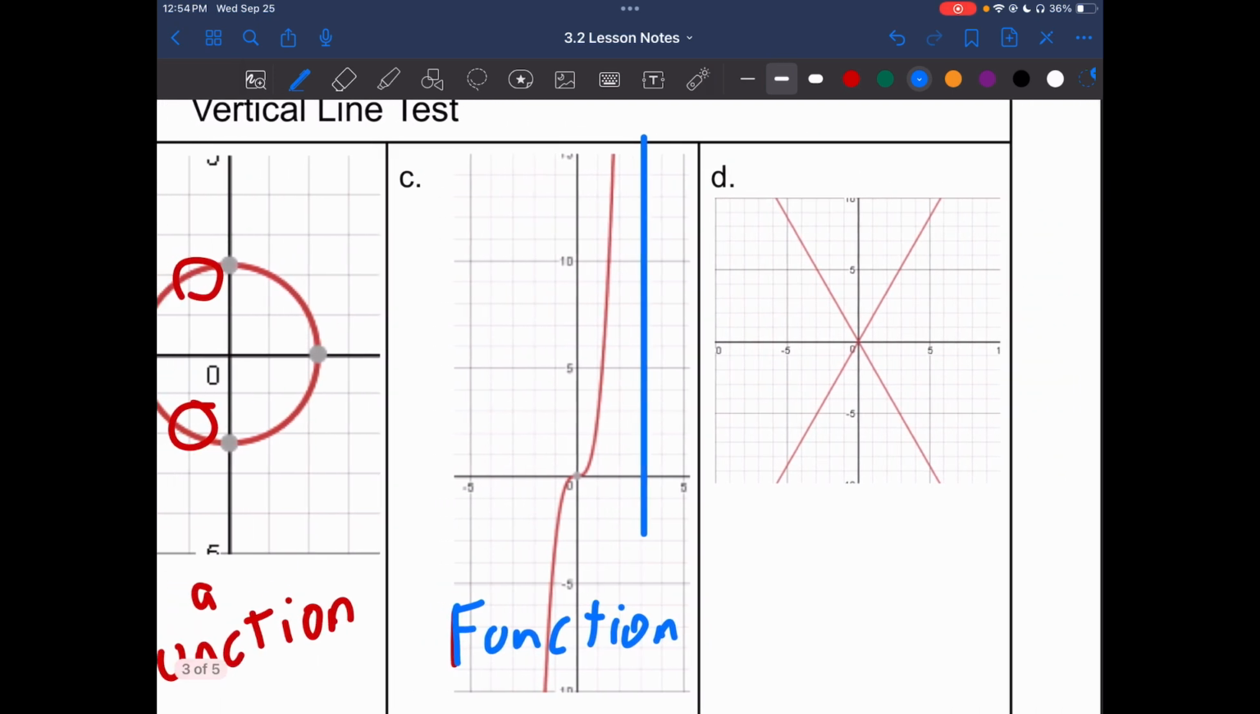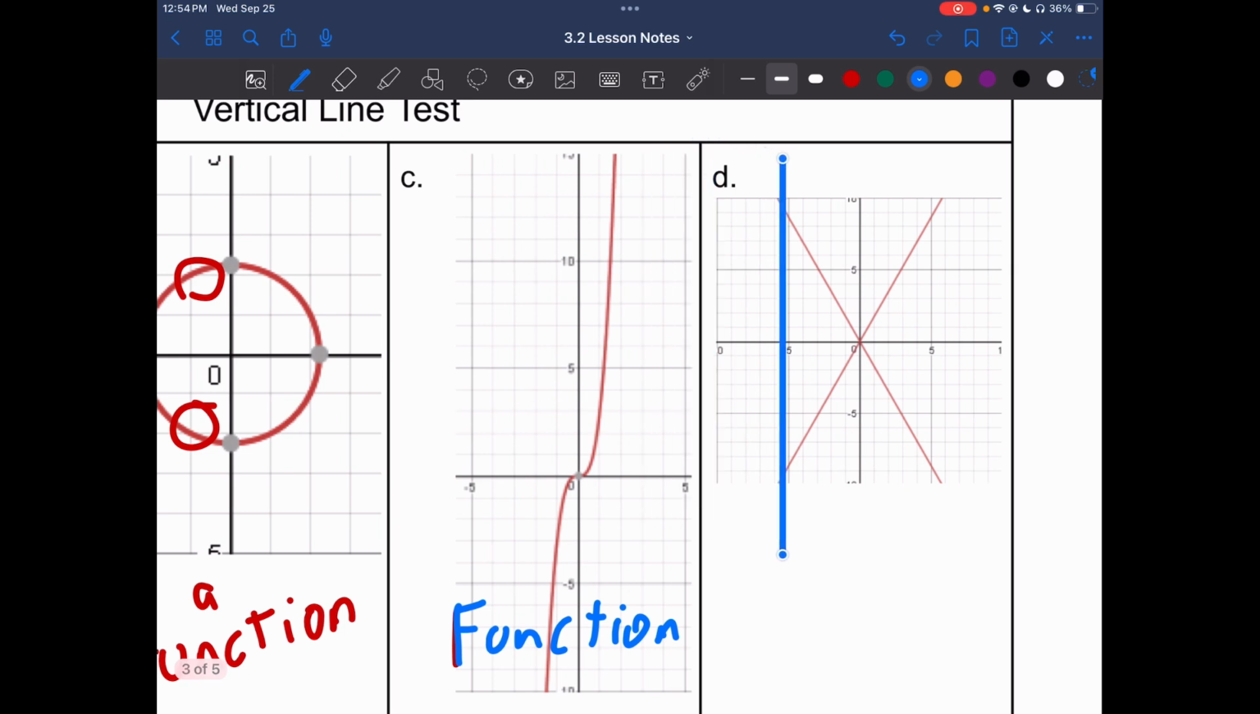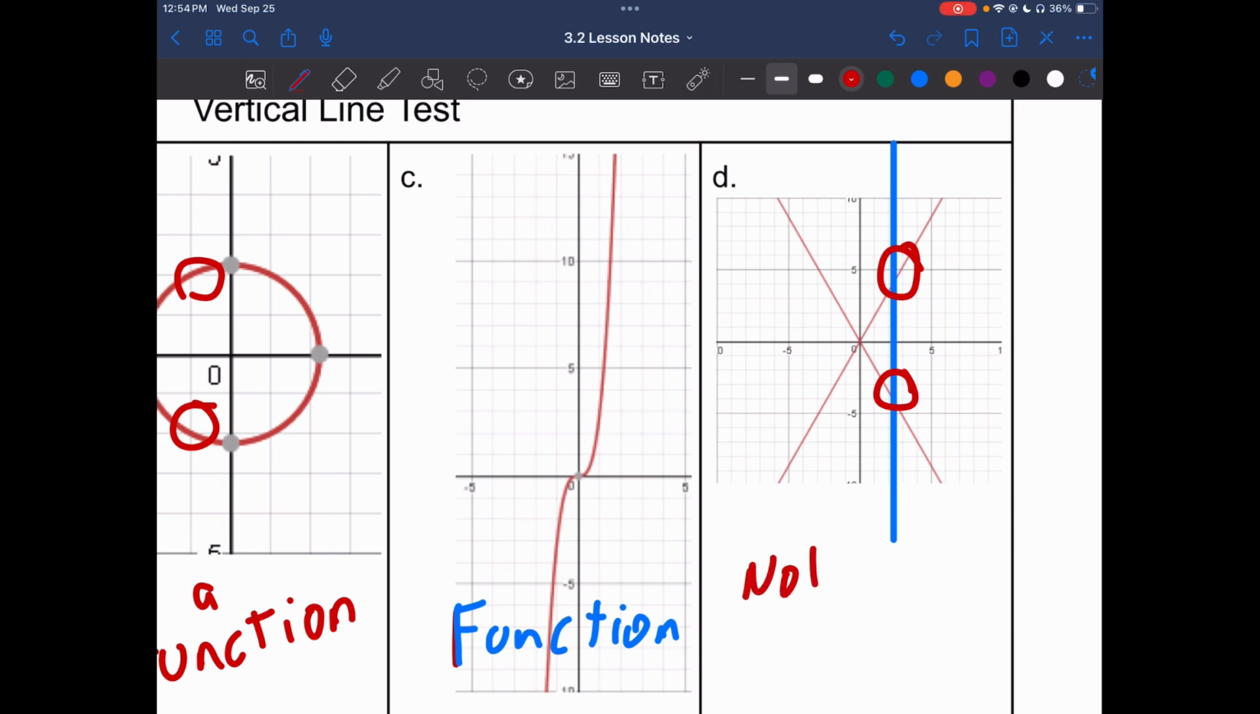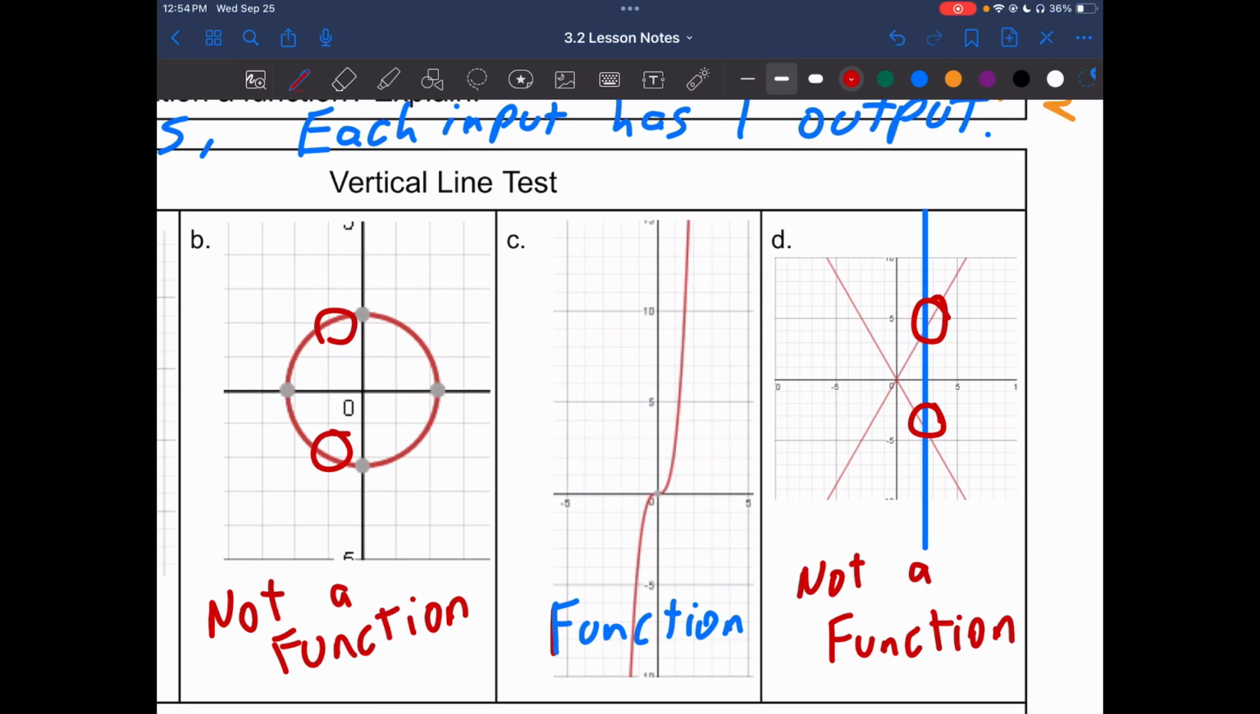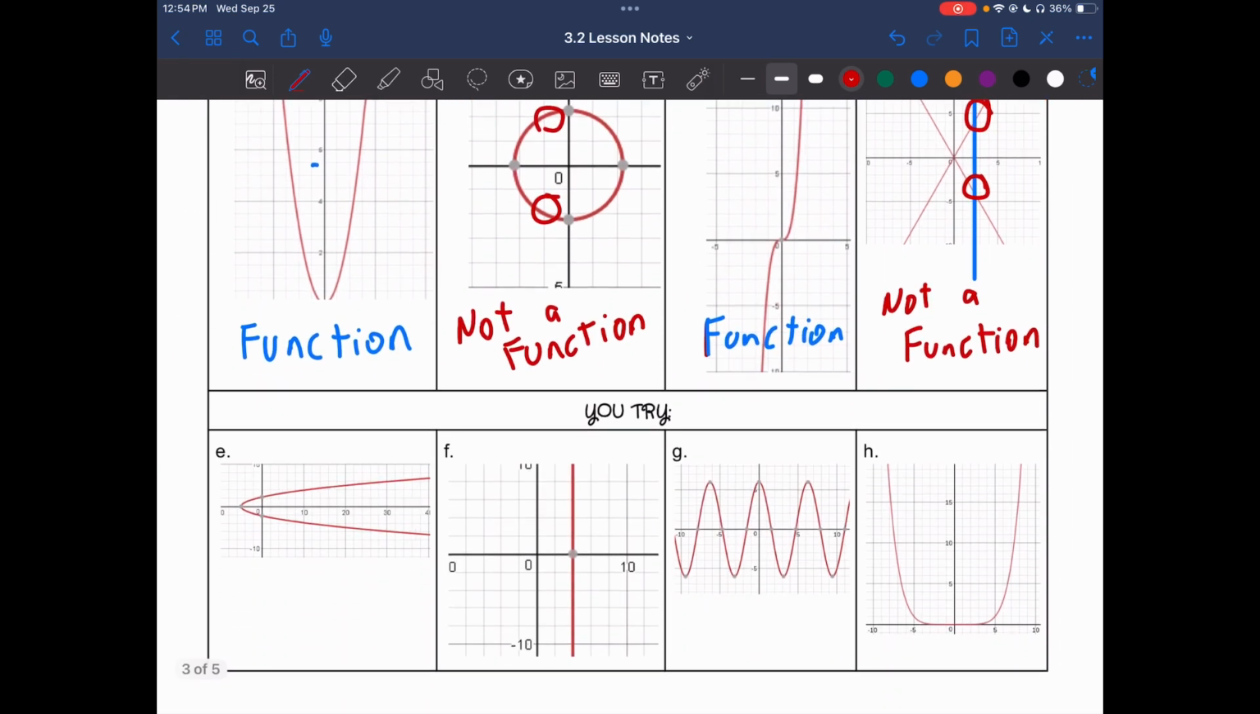Now, if I look at letter D, we have 2 points being crossed a lot of times. So if we do a point there and a point there, it's crossing there. So that is not a function. All right, you guys try letters E, F, G, and H on your own, and then I will go over them in a moment.